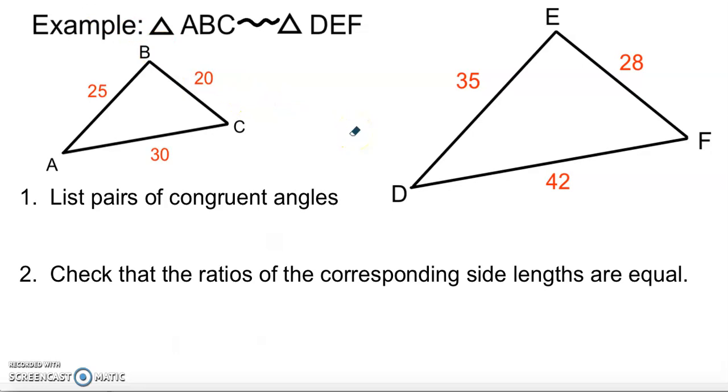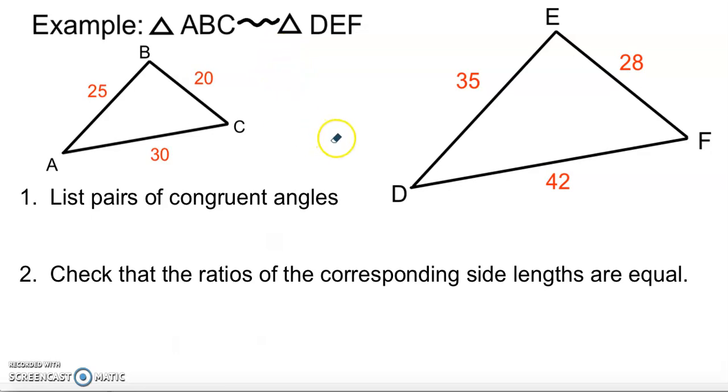So let's do this mathematically. When I'm looking at this statement, this reads as triangle ABC is similar to triangle DEF. I'm going to say that again so you get that. Triangle ABC is similar to triangle DEF. So this symbol here means similar, okay?